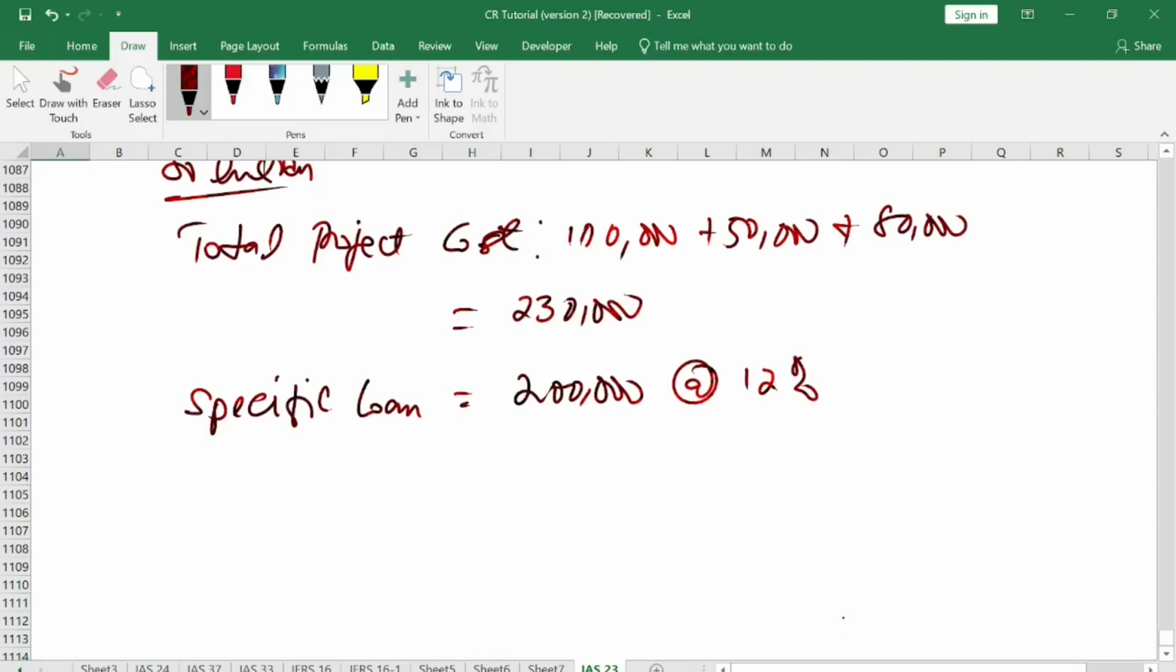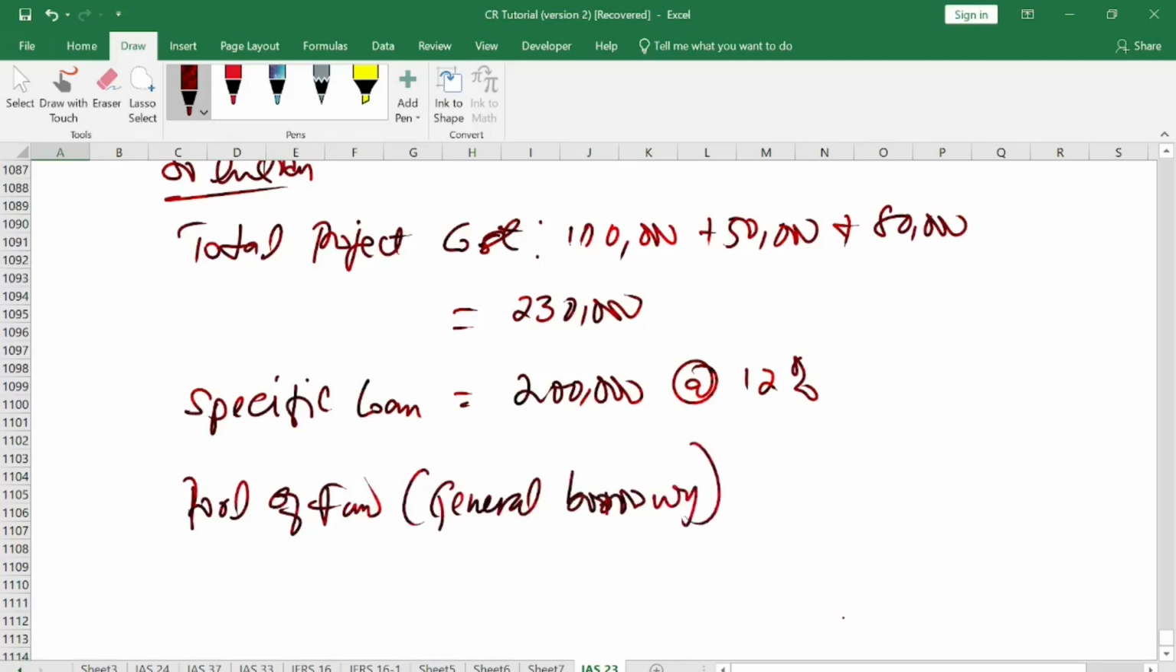Complete the project. So where do you get it? You get it from the pool of funds, which is what? The general borrowing, right? So the 230,000 minus 200,000, the balance will have to be funded through the general borrowing fund. So this is the summary of the question.